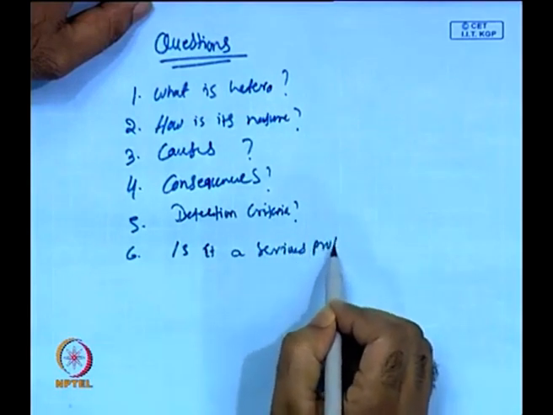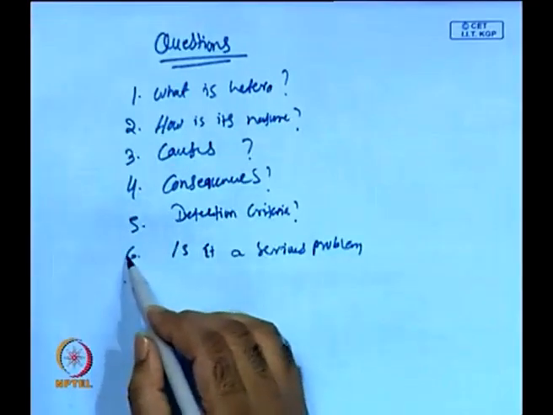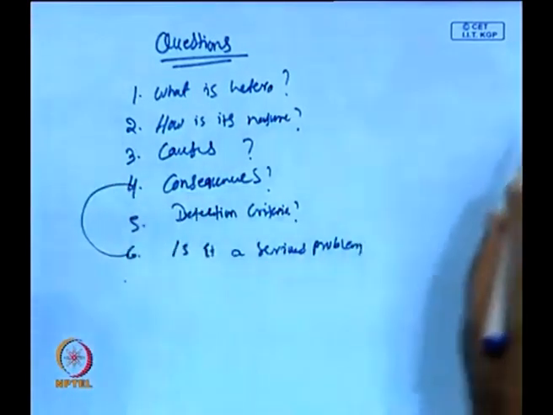Is it a serious problem? That means the question is, the presence of heteroscedasticity, is it a serious problem? So that we have to highlight. Okay. That means automatically it will give connection to consequences.